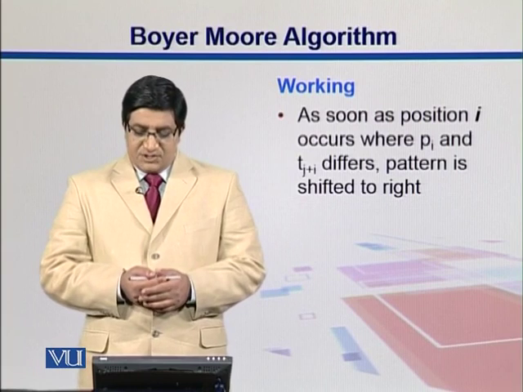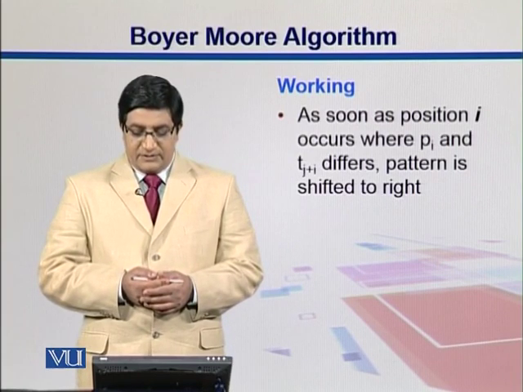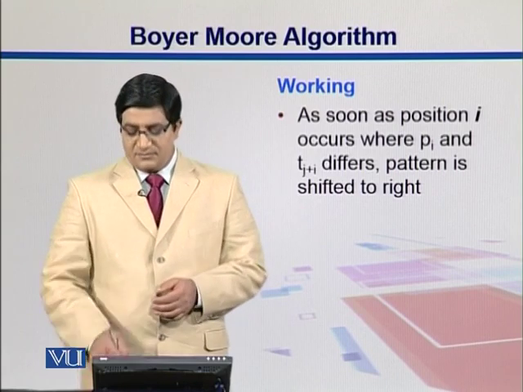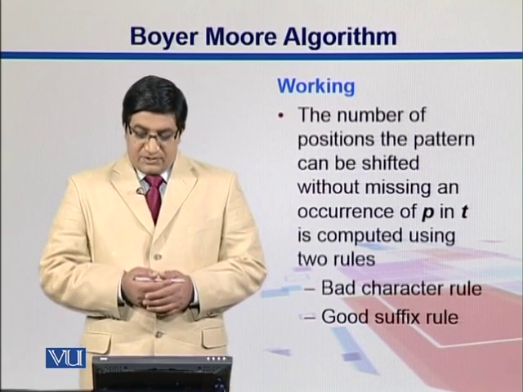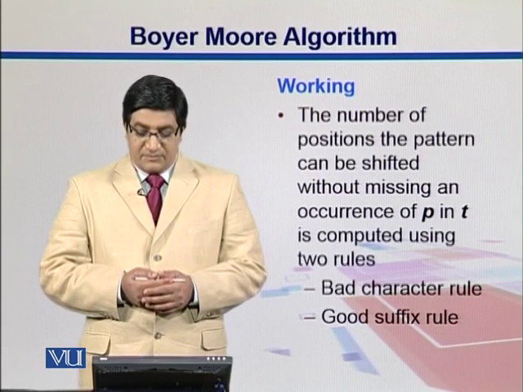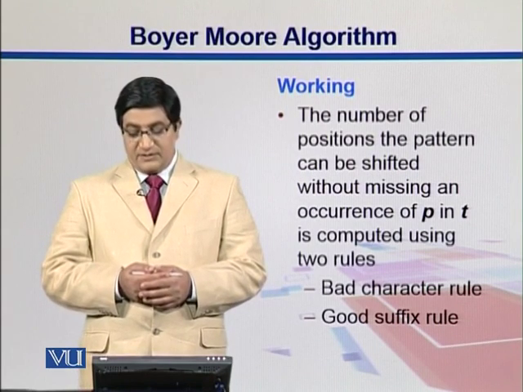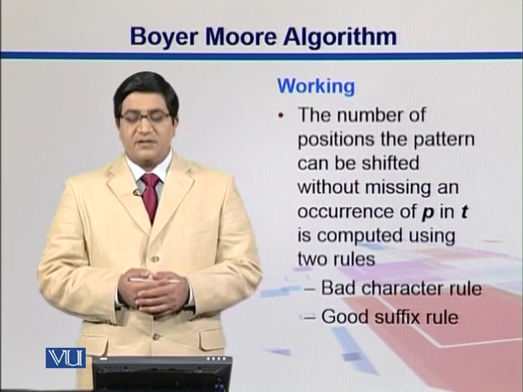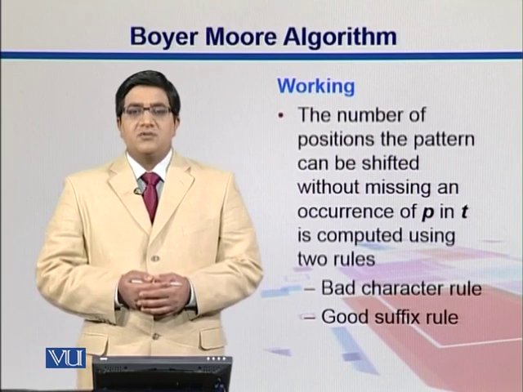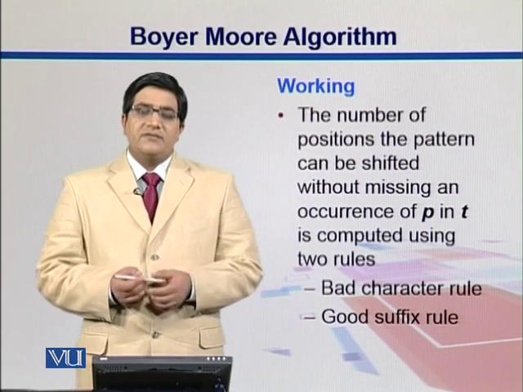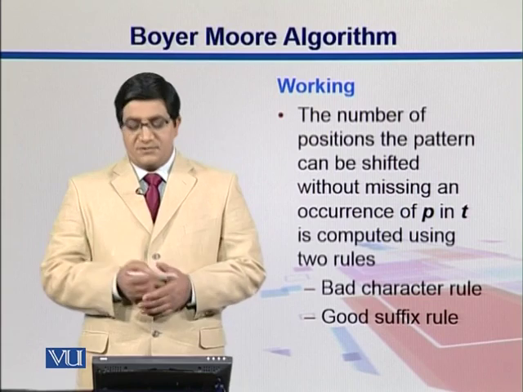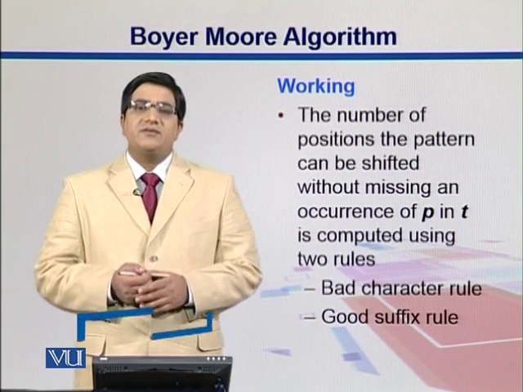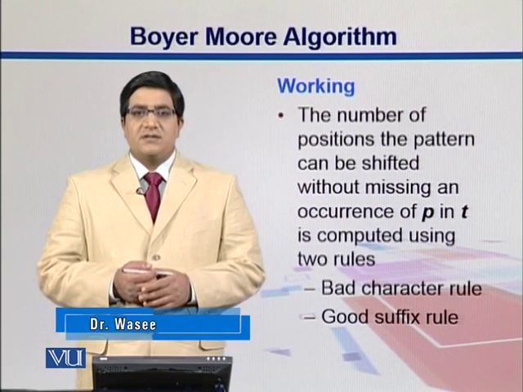As soon as the position I occurs where Pi and T(J+1) differ, the pattern is then shifted towards the right. The number of positions the pattern can be shifted without missing an occurrence of P in T is computed using two rules. One we call the bad character rule. Wherever we find a bad character, we take the whole pattern and move beyond that position. The other is the good suffix rule.